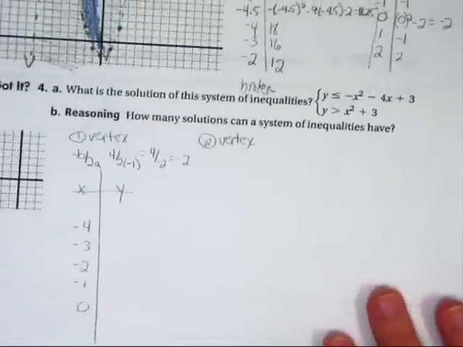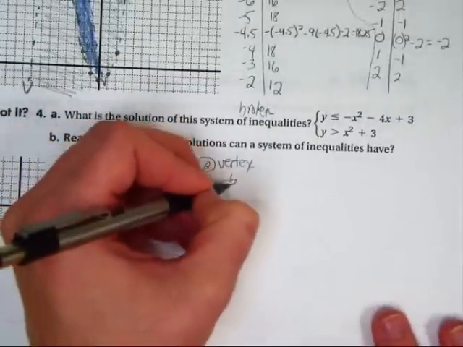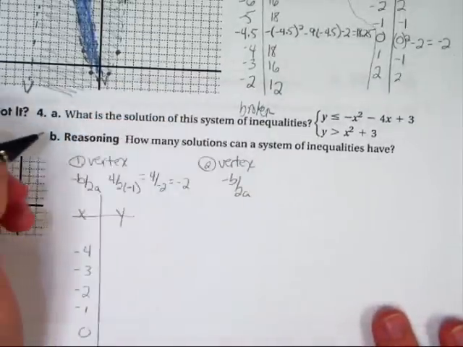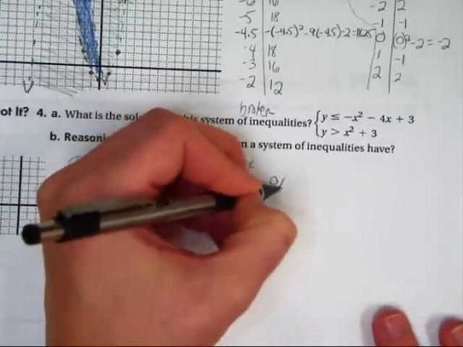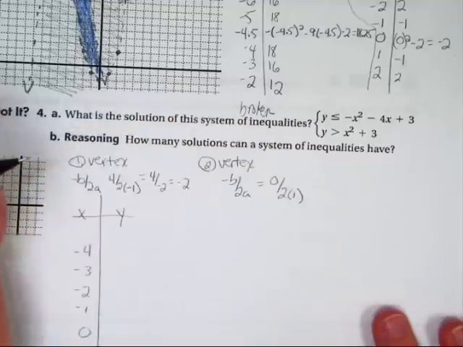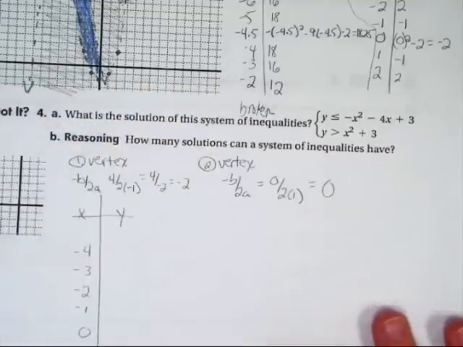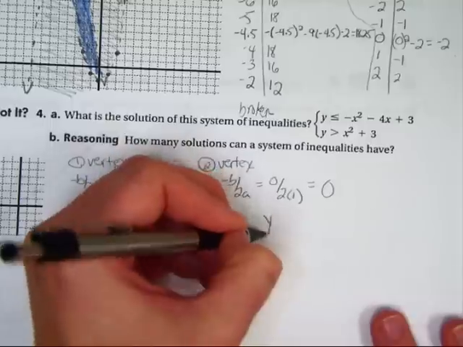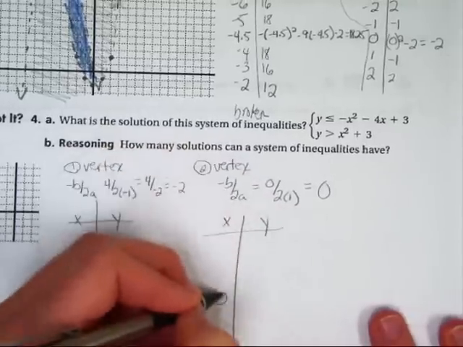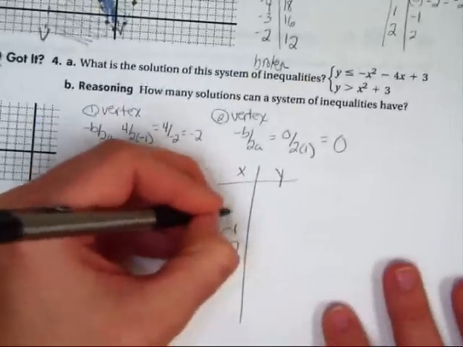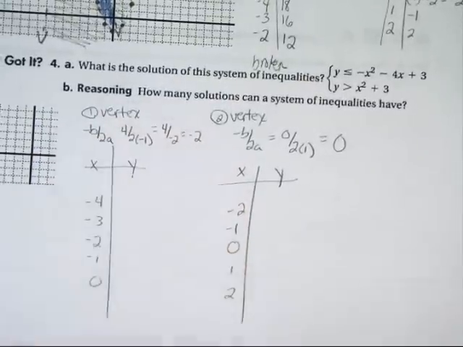Let's do the same thing for the second equation, negative b over 2a. There is no b value, so you do 0 over 2 times 1. Well, 0 over anything is 0. Make your xy chart. Put 0 in the middle. Surround it a little lower and a little higher.